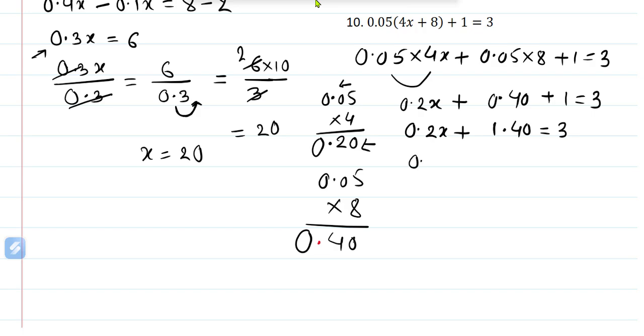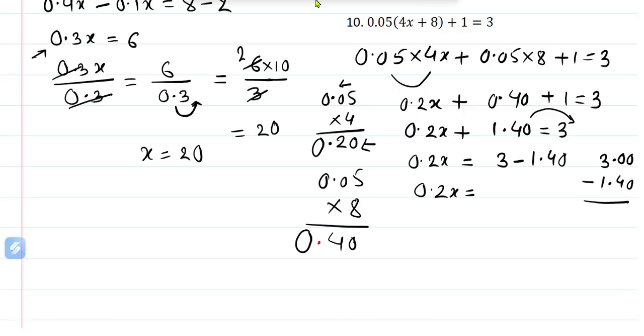Now 0.2x. When you change the side, then you have to change the sign. So 3 minus 1.40. 0.2x is equal to, now you can subtract from 3. To make it easier, we write two zeros after the decimal. 3.00 minus 1.40 simply means 0, 6, and 1. Simply you subtract 14 from 30, which is 16, to make it easier. So 1.6. Simply you can write here just 1.6.